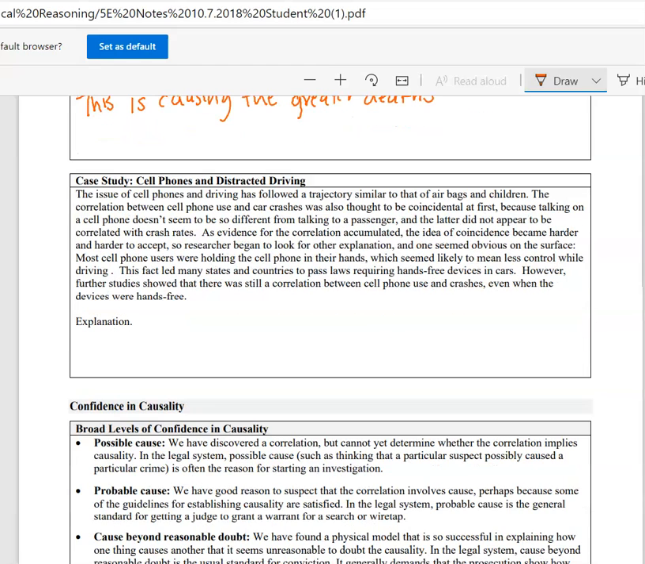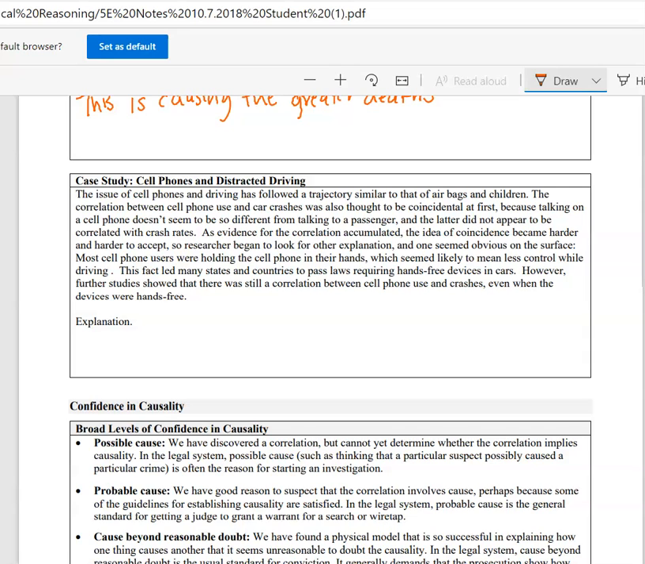The issue of cell phones and driving has followed a trajectory similar to that of airbags in children. The correlation between cell phone use and car crashes was also thought to be coincidental at first, because talking on a cell phone doesn't seem to be so different from talking to a passenger, and the latter did not appear to be correlated with crash rates. As evidence for the correlation accumulated, the idea of coincidence became harder and harder to accept.